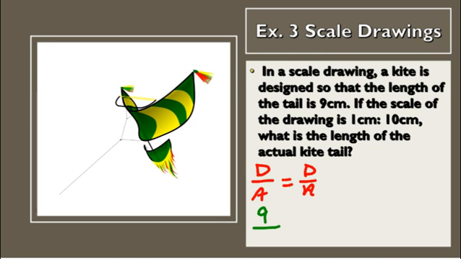And the actual, we don't know what the actual is, so I'm just going to put the A. But we know that the scale factor for the drawing is 1 centimeter to 10 centimeters. So if I cross multiply here, I have A times 1 is A, 9 times 10 is 90. So the actual tail would be 90 centimeters.